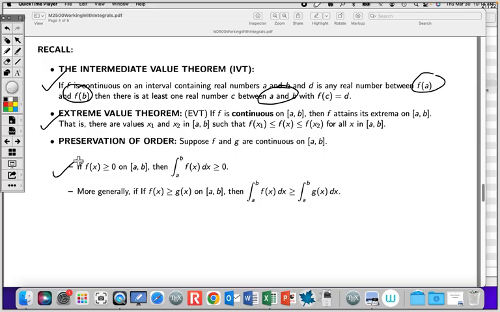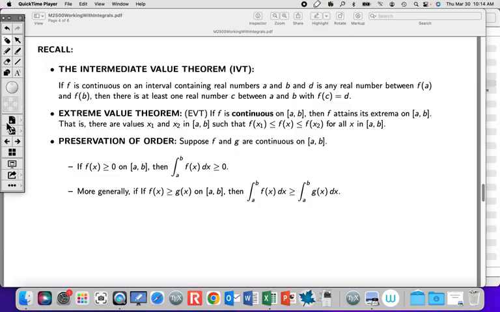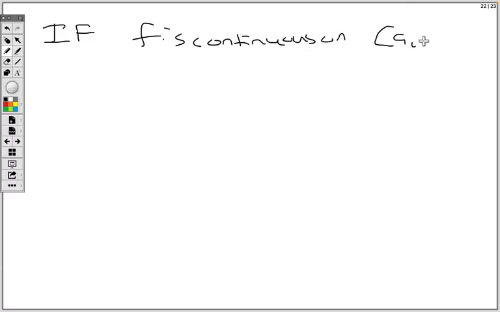Okay? So let's see how this shakes out. So once again, we have a conditional statement. So we have an if: f is continuous on the interval [a, b]. So we're going to assume this. We're going to assume that f is continuous on the interval [a, b]. That unlocks the extreme value theorem.